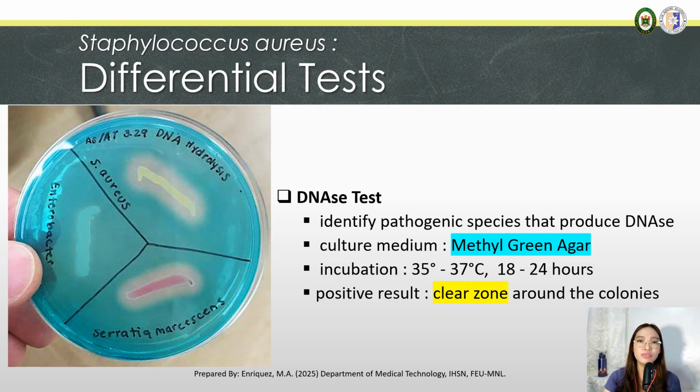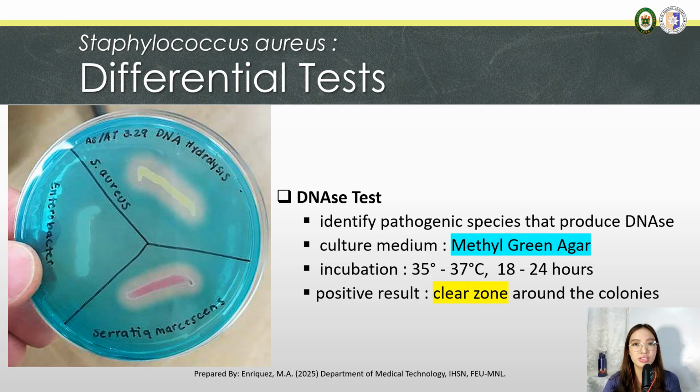The culture medium used is the methyl green agar, but for some manufacturers, they could also use toluidine blue. But anyway, in this example, we have the methyl green agar, and here are its optimum incubation conditions. The isolate must be kept at 35 to 37 degrees Celsius for 18 to 24 hours before reading the result. The positive result is indicated by a formation of a clear zone around the bacterial growth.